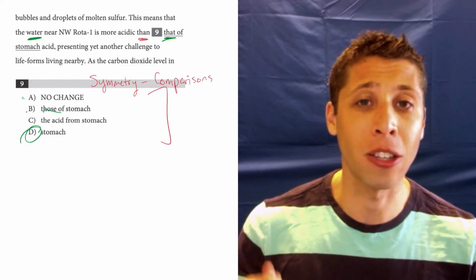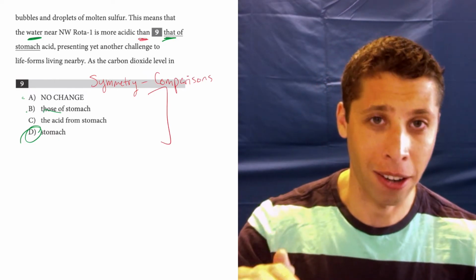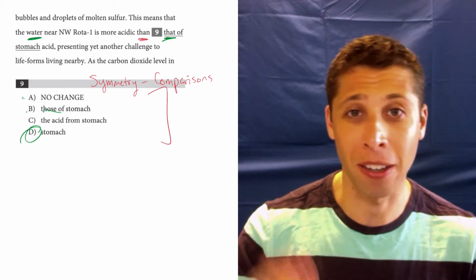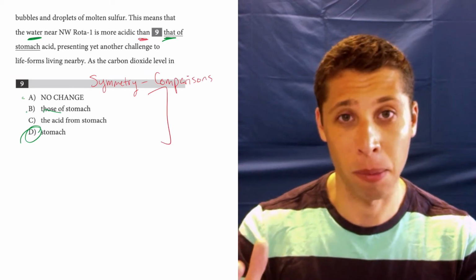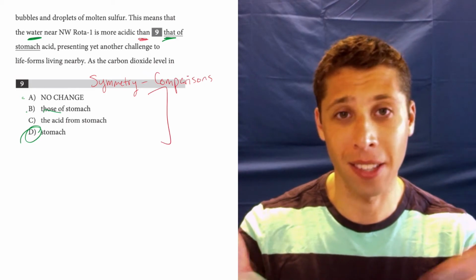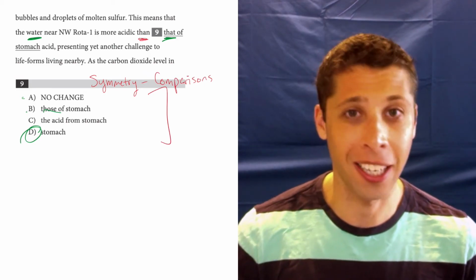You want to think about it in terms of symmetry and comparisons, and to make sure that you are comparing two things that are actually comparable. In this case, water and stomach acid, they're both liquids, they're both acidic, so we're good to go.